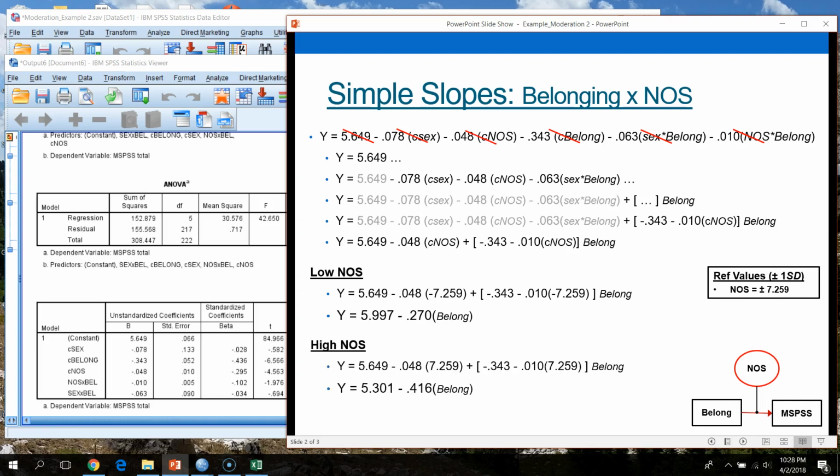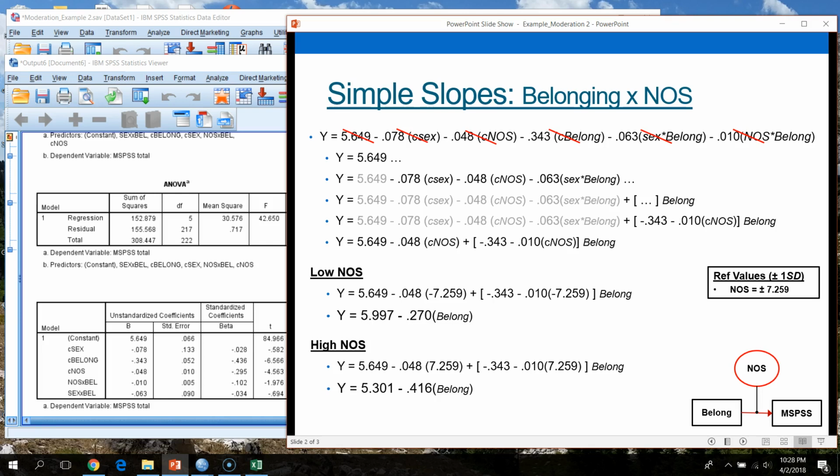Okay. Then we can do the same thing at high levels of NOS. All we need to do is, again, now instead of a standard deviation below, we're putting a standard deviation above. So we're plugging 7.259 in here, multiply our factored equation out, and what we get now is our conditional effect of thwarted belongingness on perceived support at high levels of NOS.